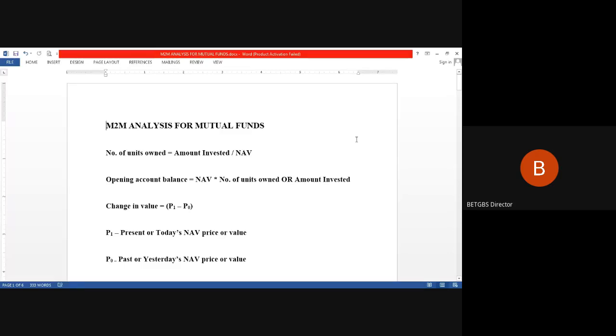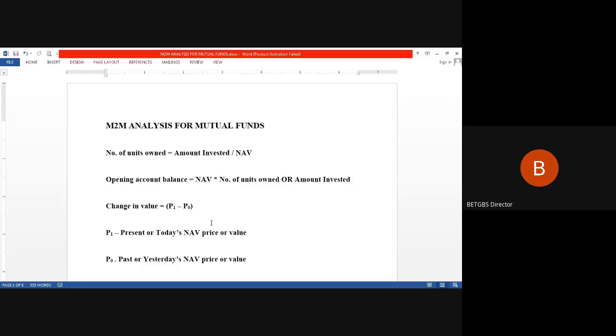We'll have a discussion. This is more similar to what we did in our derivatives, futures, and forwards market analysis. NAV calculations were done in the previous class, and we know how it is done and what the relevance of net asset value calculation is. In today's session, we'll discuss how M2M analysis helps us know whether our investment is making money or not in the given mutual funds.